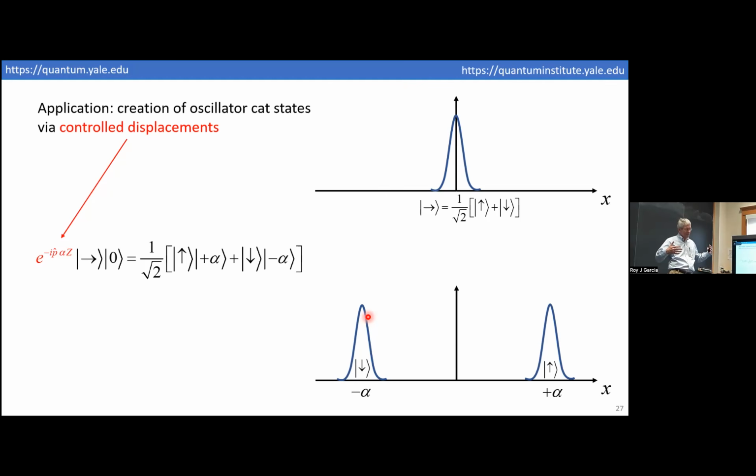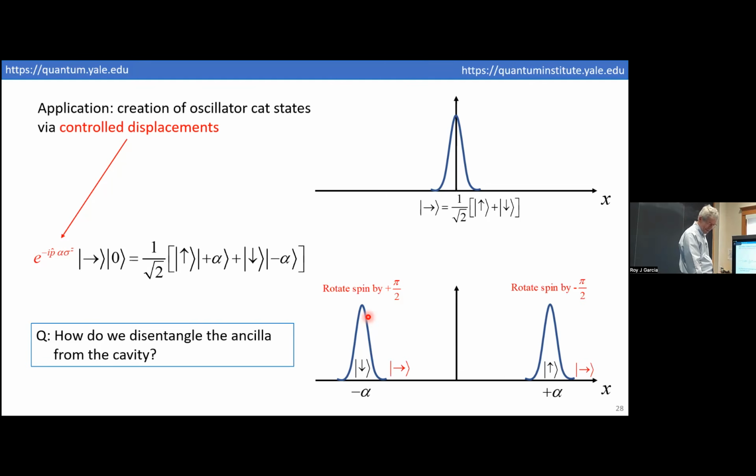So my control task is to disentangle the qubit from the cavity and end up with the cavity in a superposition of two different places. Okay, how do I do that? Well, I have to do something strange. I have to rotate the qubit by, let's say, minus pi over 2 if x is positive, and rotate the qubit by plus pi over 2 if x is negative. Well, how in the world did I possibly do that? But yeah, if I do that, then the qubit's pointing in the x direction, and it's disentangled.